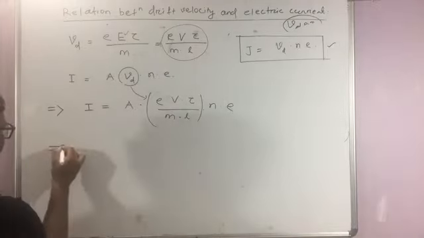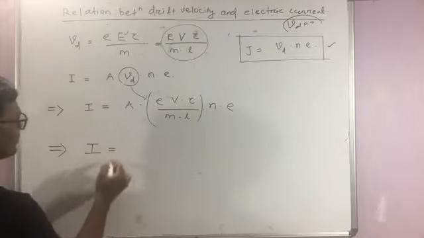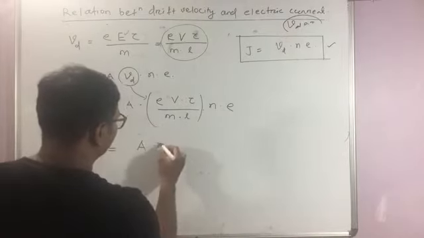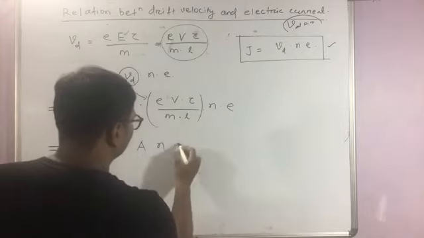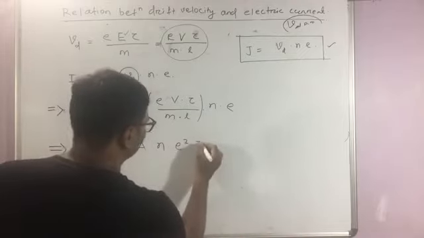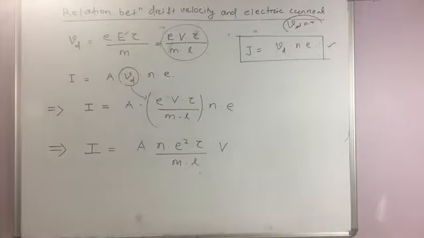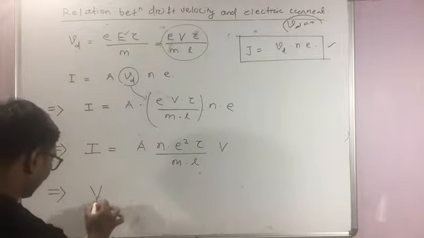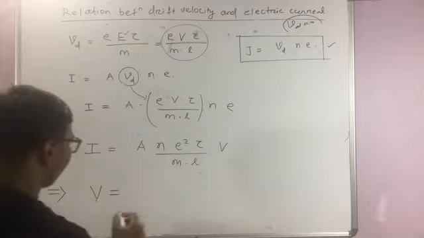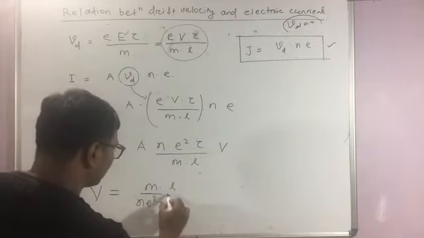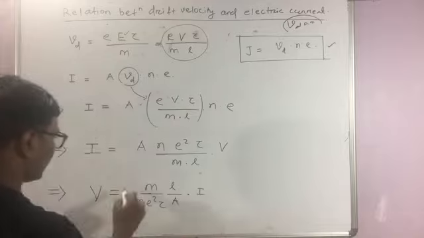Now you see, which implies I is equal to A into n into e square into tau by m into L into V. Now we can write V is equal to m into L by n e square tau into A into I. Got?